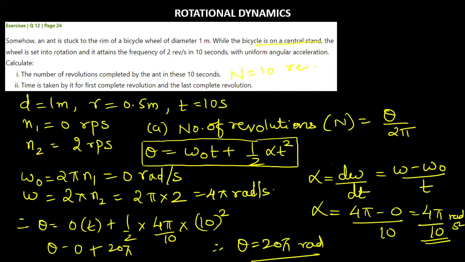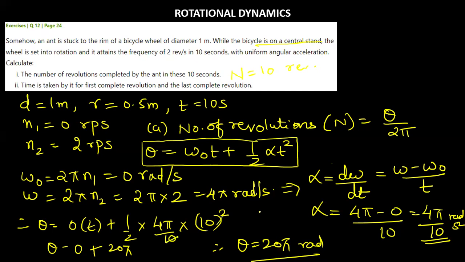Initial angular velocity will be 0 because the first frequency is 0. The final angular velocity will be equal to 2 pi into n2, that is 2 pi into 2, that is 4 pi radian per second. And from here, we know that alpha is the change in omega upon change in time, change in angular velocity upon time, d omega by dt. So change in omega will be omega minus omega naught upon t, that is 4 pi minus 0 by 10, that is 4 pi by 10. You can solve this 4 pi by 10 also, but I suppose if you don't solve, that will be better, because you see here the 10 will cancel out from here.